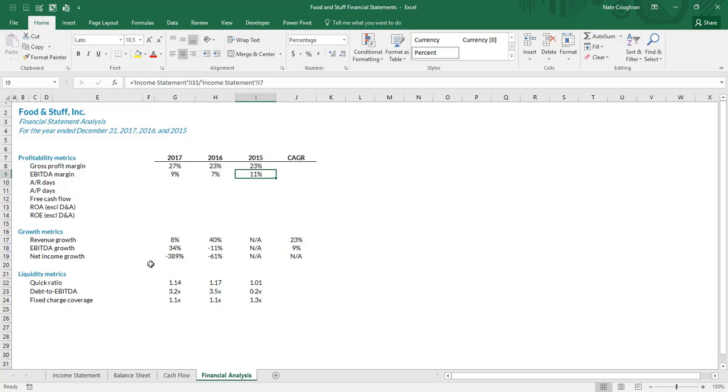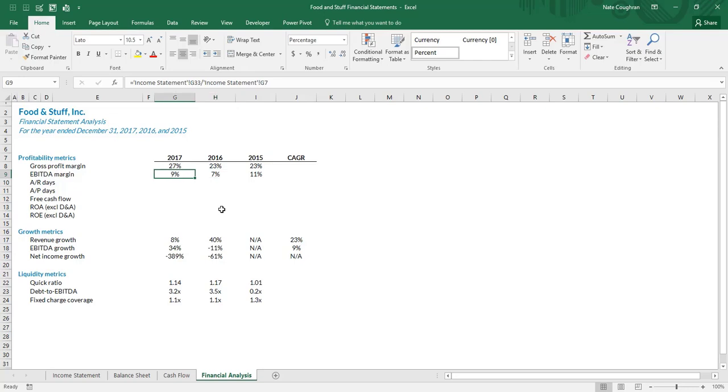So down here, when we were looking at growth metrics, it was hard to understand how well the company was doing. We saw that EBITDA shrunk by 11%, and then it increased by 34%, but we were like, well, what does that mean exactly? Well, using these profitability metrics, we can actually see what that means. That the margins were actually not terrible. They weren't negative margins, but they still weren't fantastic. In 2015, we had 11% margin, which for a food retailer, that's actually really good. And then it dropped down to 7%, and then we kind of clawed our way back up to 9%.